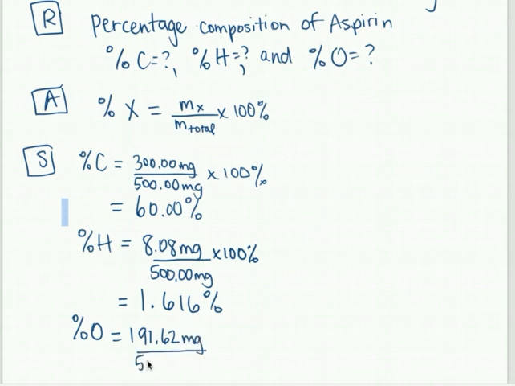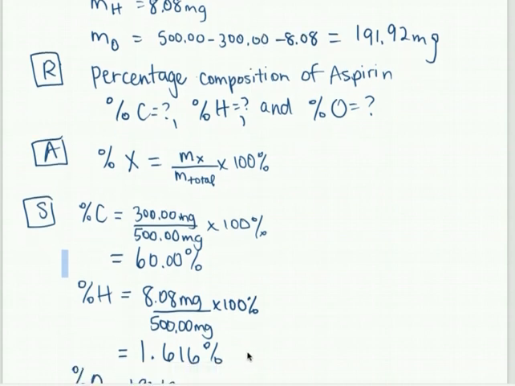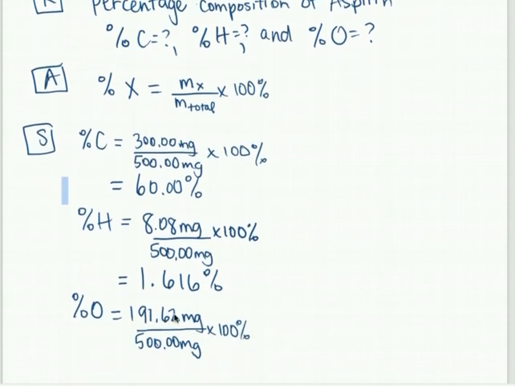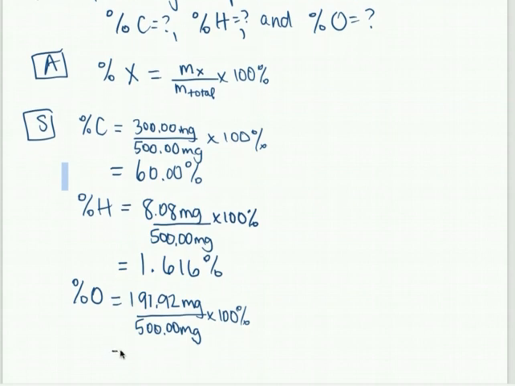And then, just do the usual here. Oops, should have been 92, sorry. Okay, and then you get 38.38%. Okay, so you could do it that way.